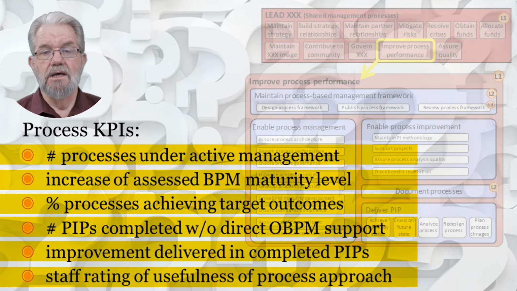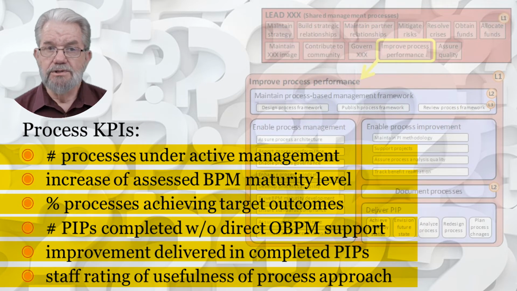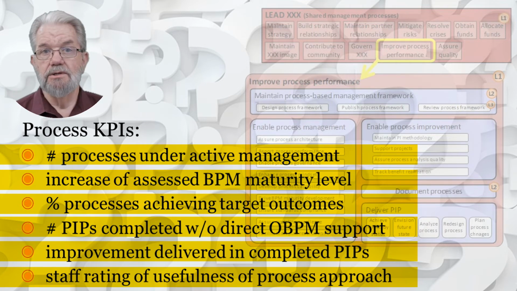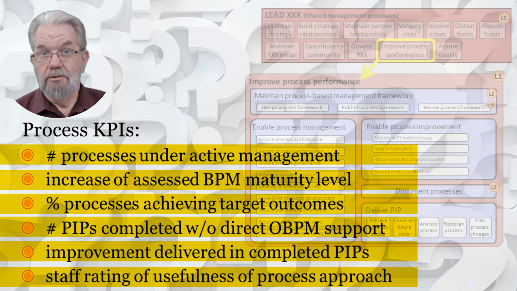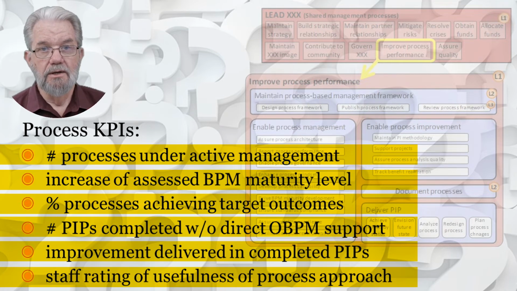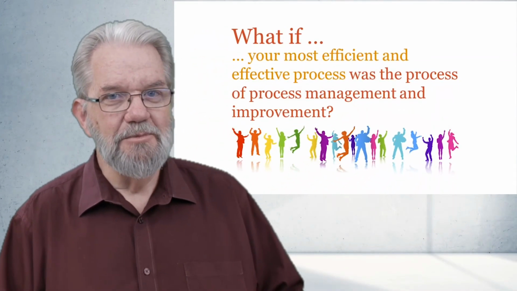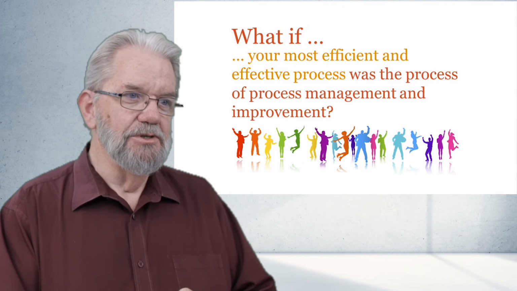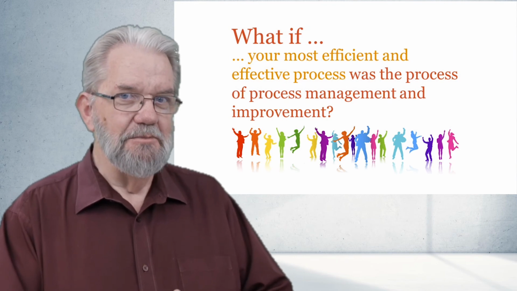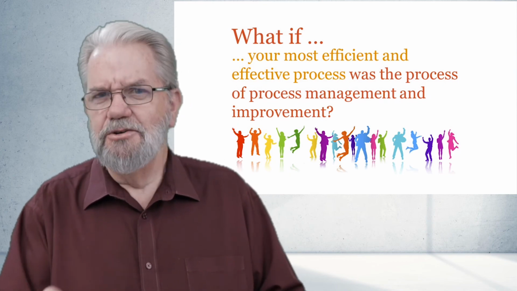So everything we're saying here about the process of process improvement, I call it improve process performance, is that we just need to manage it the way in which we recommend every other process that requires active management is done. That's important because it's an important process, so it needs to work well, but it would also give us the credibility we need to spread the message. So here's the question to wrap up with. What if your most efficient and effective process was the process of process management and improvement? What impact do you think that would have on your organisation? I think it would be profound, don't you?